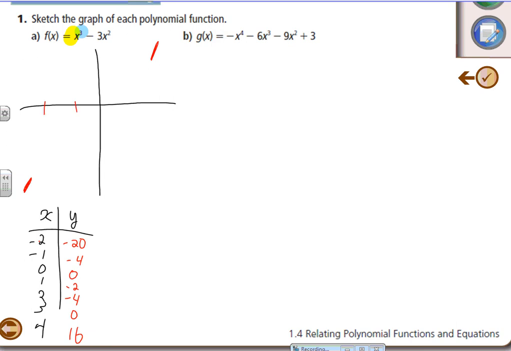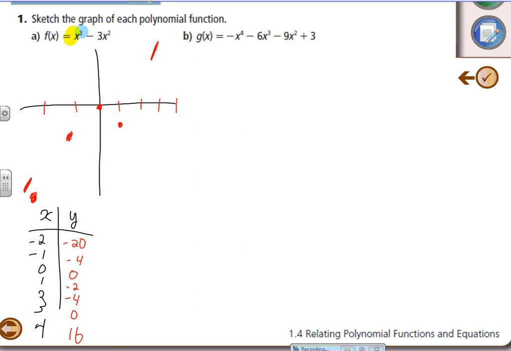Okay, 1, 2, 1, 2, 3, 4. So at -2, it's like way down at -20. At -1, it's like at -4 or something like this. We're just sketching, so we're just getting as close as possible. Just the idea of the graph. At 0, 0, and 1, -2.